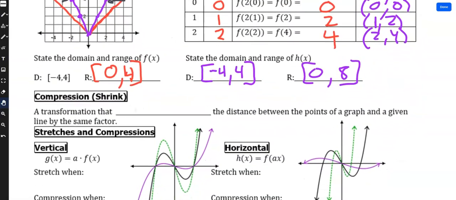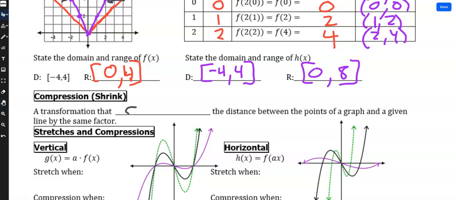So a transformation that decreases the distance between the points of a graph in a given line by the same factor is called a shrink. It is weird that a vertical stretch and a horizontal shrink can provide the same effect, same looking effect.